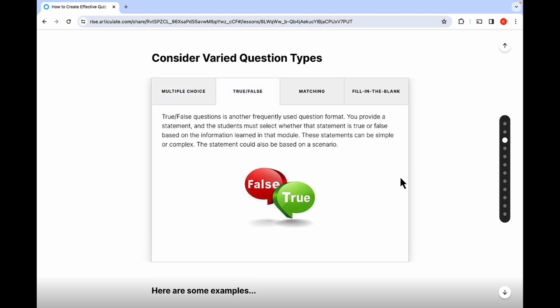Typically, the terminology used in these questions is select all that apply. Next, we have true-false questions. This is another frequently used format. You provide a statement, and the student must select whether that statement is true or false, based on the information learned in that module. These statements can be simple or complex. They can also be based on a scenario.